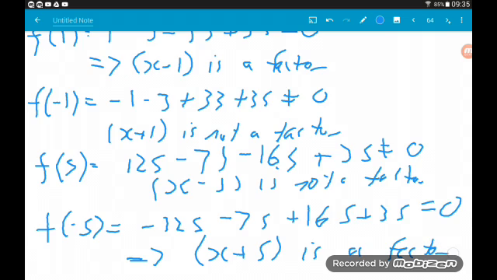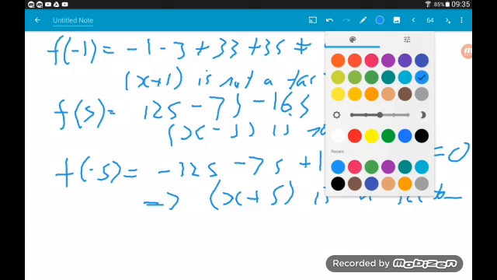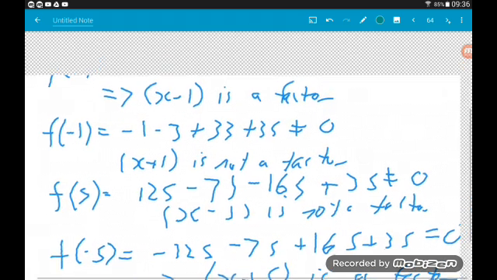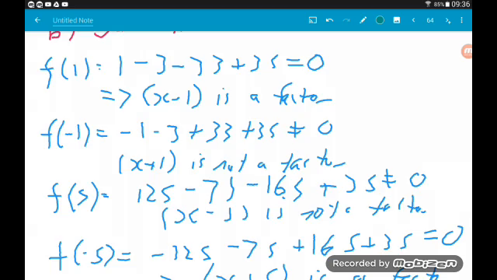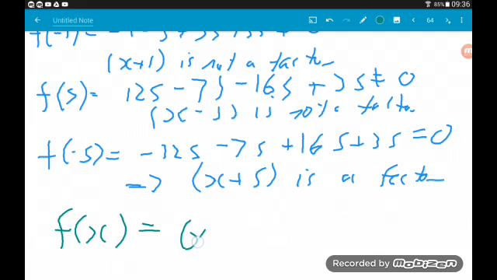So, up to here, we can now say f of x can be written as x, what was our first factor? So our first factor was x minus 1. So we can now write it as x minus 1 times x plus 5 times x plus c, like that.